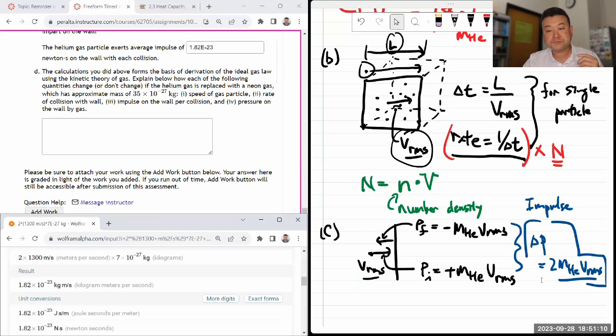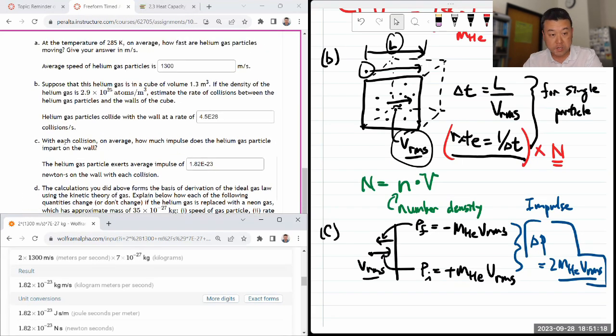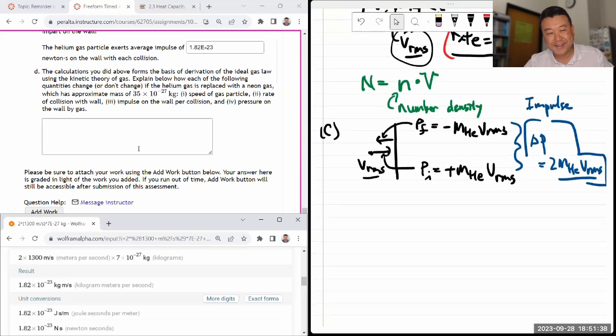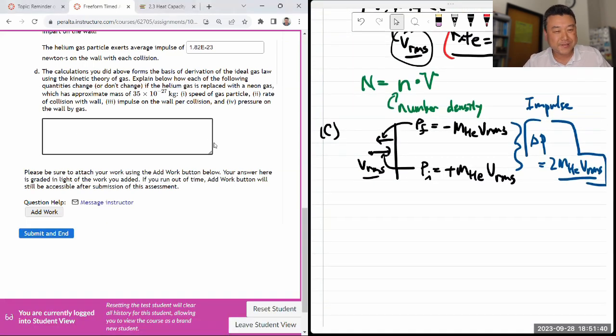You can take this impulse and multiply it by the rate of collision. That'll give basically the impulse change on the wall per time, and change of impulse per time is our definition of force. So you get the force on the wall. From that you can calculate the pressure, so you get an expression for pressure, which you can rewrite into the form for the ideal gas law. I'm not asking you to do that. That's done in the lecture. Sorry, this is not very impressive. But let me answer this.